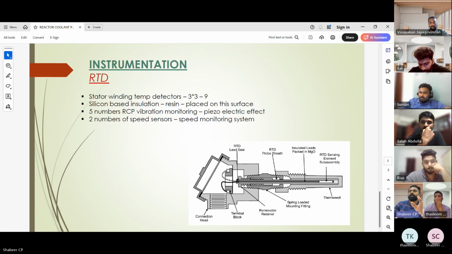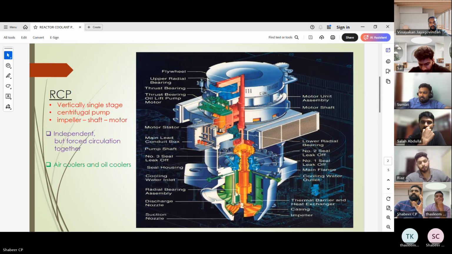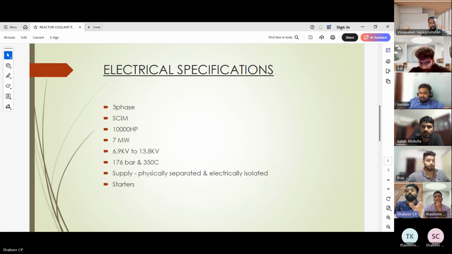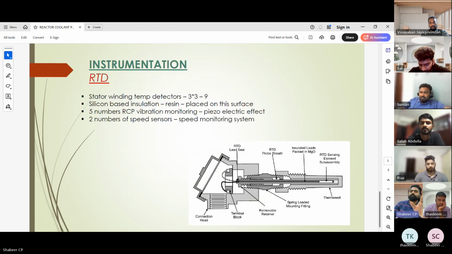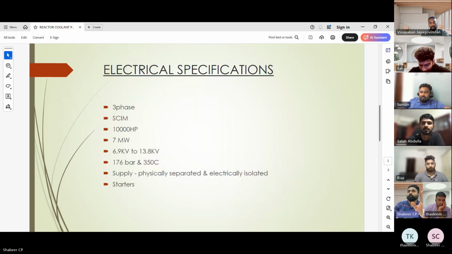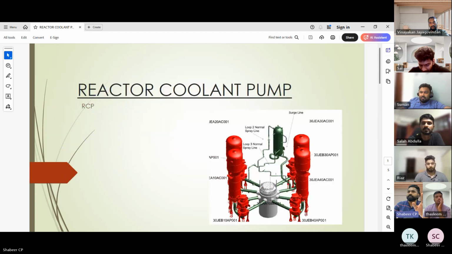So in conclusion, the RCP is a crucial part of the primary circuit of the reactor coolant. It connects in the cold leg of the primary loop. It provides the forced circulation of the coolant. It's a vertical single-stage centrifugal pump, simply a squirrel cage induction motor. For safety, the supply should be physically separated and electrically isolated. There are many more details to deep dive into in this topic, but for now, I'm concluding this presentation.